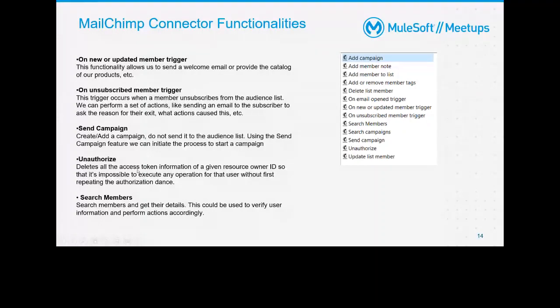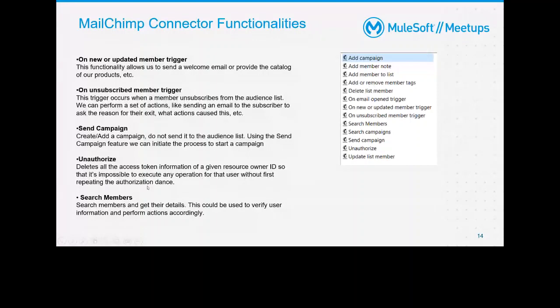Now there is another functionality as well, unauthorized. We are performing all these functions using our API key. Suppose we want to unauthorize this functionality for our user, so we can use the unauthorized function. It will delete all the access token information of the given resource owner ID. I mean, I am doing all these things, but I want my user to not perform these activities. Then I will use the unauthorized function. So it's impossible to execute any operation for that user without first repeating the authorization dance.